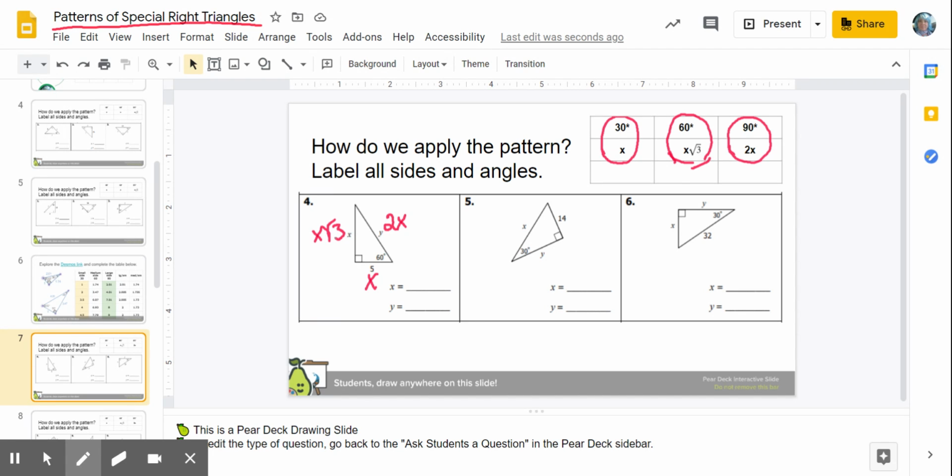So if the small side equals 5, which side equals 10? Which one? The hypotenuse. If opposite the 30 degrees is the x, that's 5, right? Then opposite the 90 is going to be 10. And then opposite the 60 is just going to be 5 on the square root of 3. So what is 5 on the square root of 3 as a decimal? 8.7.